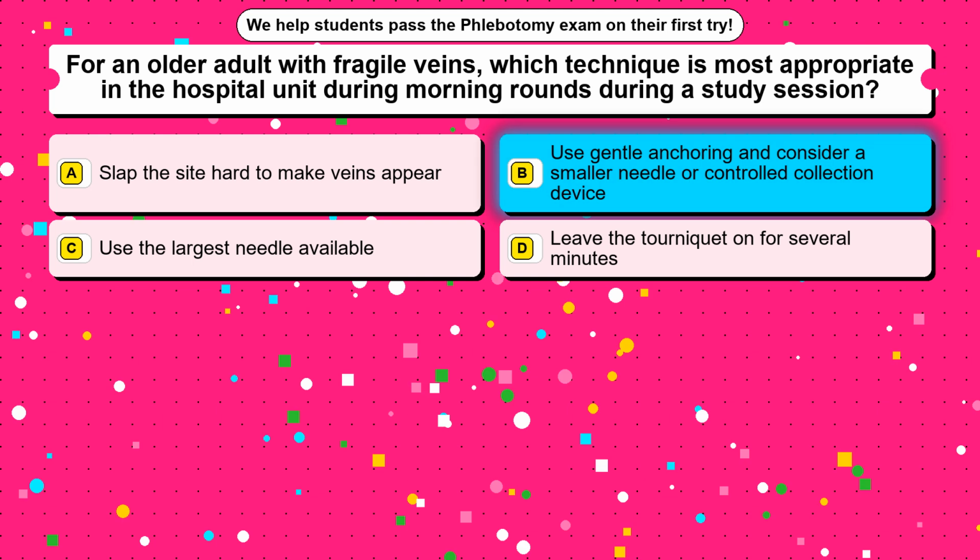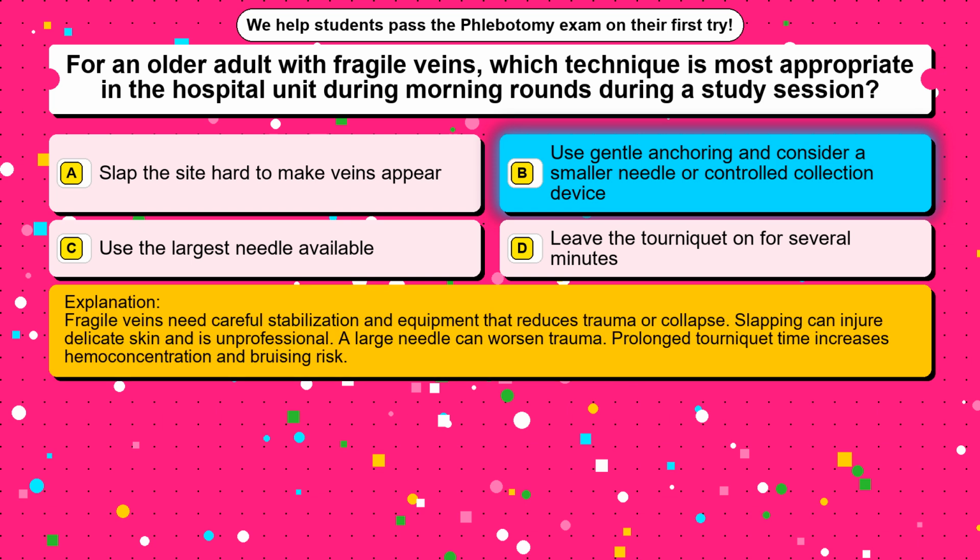The correct answer is option B. Use gentle anchoring and consider a smaller needle or controlled collection device. Fragile veins need careful stabilization and equipment that reduces trauma or collapse. Slapping can injure delicate skin and is unprofessional. A large needle can worsen trauma. Prolonged tourniquet time increases hemoconcentration and bruising risk.